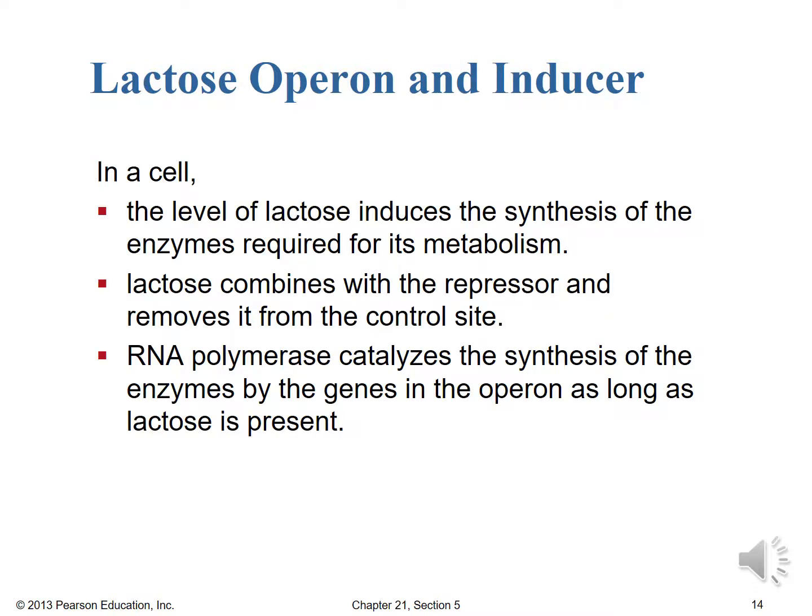So assuming that the person retains the ability to make the enzymes to digest lactose, well then in that cell, the level of lactose induces the synthesis of the enzyme required for its metabolism. So having lactose present in the cell is what kickstarts the messenger RNAs to be formed to make the proteins that will form those enzymes. The lactose combines with the repressor and then removes it from the control site, and that allows the RNA polymerase to catalyze the synthesis of those enzymes by the genes in the operon as long as the lactose is present, and as I mentioned, as long as the person still has the ability to make the lactose enzymes in the first place.